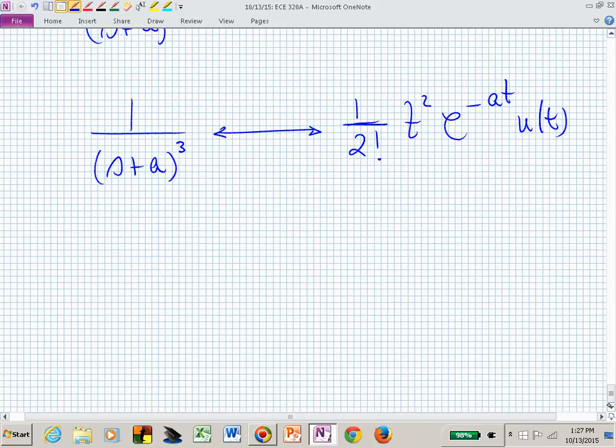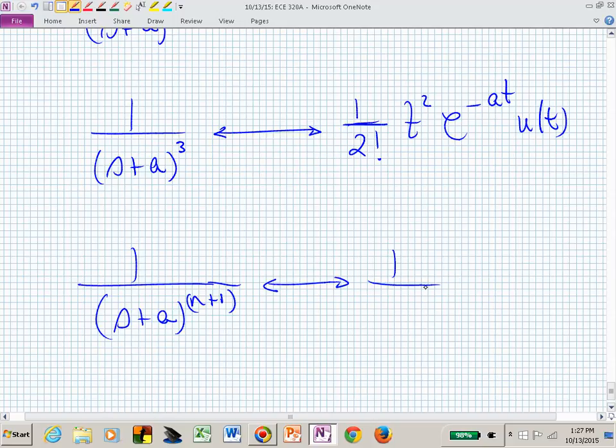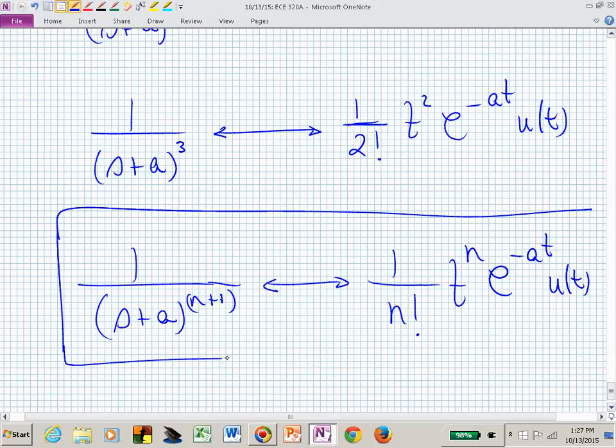So in general, if we wanted a general formula, if you had an s plus a to the n plus 1 power, now you have 1 over n plus 1 minus 1 factorial. That's why I put the n plus 1 there. I now have 1 over n factorial, t to the n, e to the minus a t, u of t. That's the general formula.